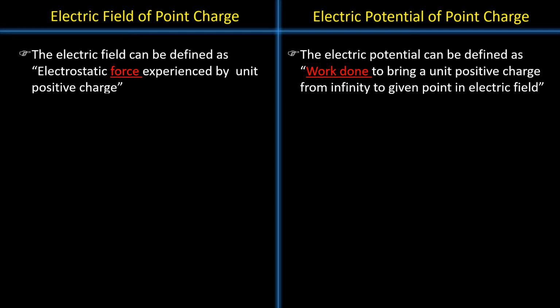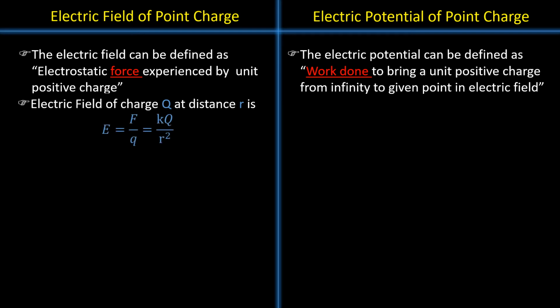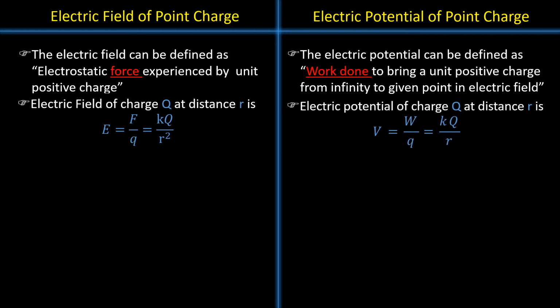How do we express electric field? Electric field of charge q at distance r is f by q, so kq by r square. And if you are talking about electric potential of q charge at r distance, how do we express it? It is w by q, so kq by r. Look at these equations. Electric field is f by q, potential is w by q, electric field is kq by r square, potential is kq by r.